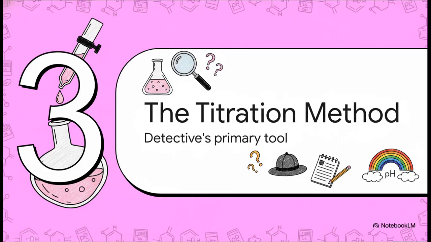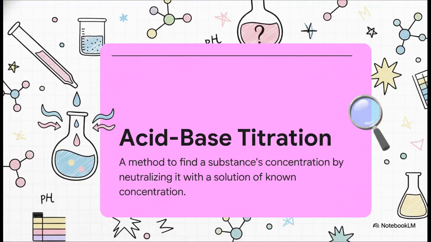Okay, so we've got our background clues all lined up. We know our players. Now it's time to bring in the main tool for our investigation. It's called the titration method. So, what is titration? Well, at its core, it's just a very, very carefully controlled neutralization reaction. The whole idea is to take our mystery solution, the one with the unknown concentration, and react it with a solution that we know the exact concentration of. By measuring precisely how much of our known solution it takes to completely neutralize the mystery one, we can just do a little math and work backwards to find the answer.